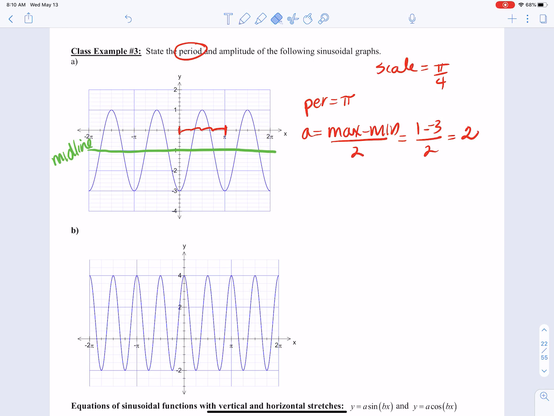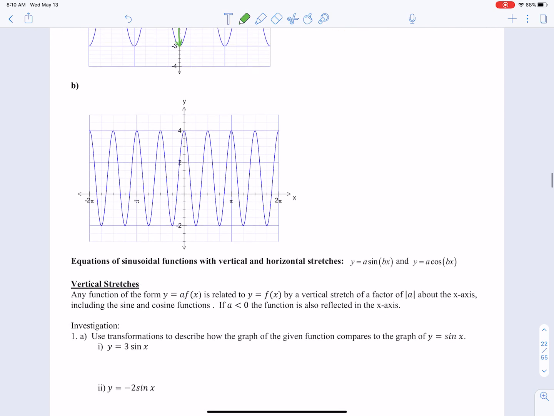So as we can see, the amplitude from midline to max is 2 units, and from midline to min is 2 units. All right, I'm going to let you determine the period and the amplitude for B, and you can check it against the class note solution on Google Classroom.